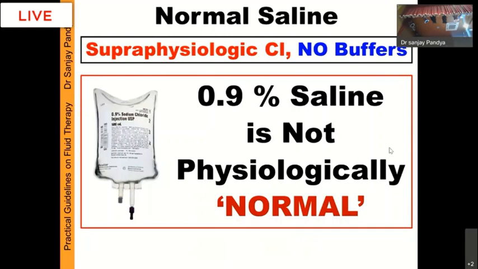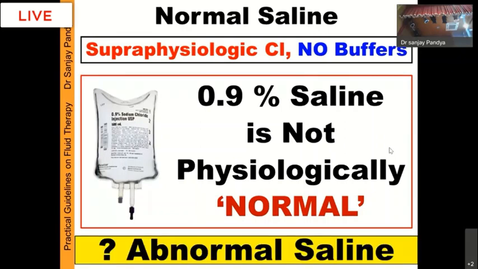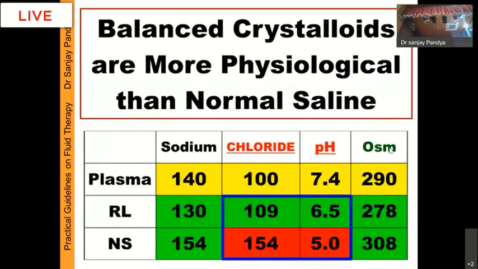And does it contain buffer? No. Does it provide bicarbonate? No. So, saline is not physiologically normal. And in some of the literature, they said that abnormal saline. They say abnormal saline. Okay. So when you compare, the balanced crystalloid are more physiological.